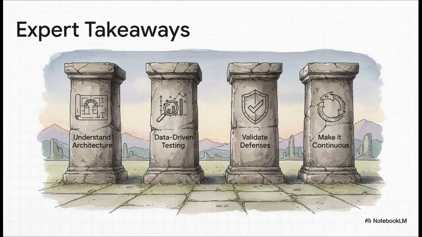The experts in this field live by a few core principles. First, you have to know your AI's architecture inside and out to find its weak spots. Second, your testing has to be systematic and data-driven, not just random poking around. Third, you have to actually test your defenses to prove they work. And maybe the most important one, security isn't a one-and-done thing. It's a continuous, ongoing process.